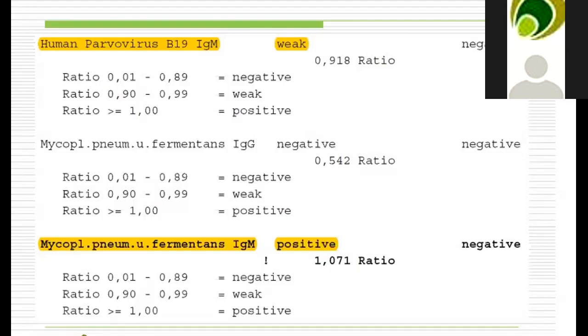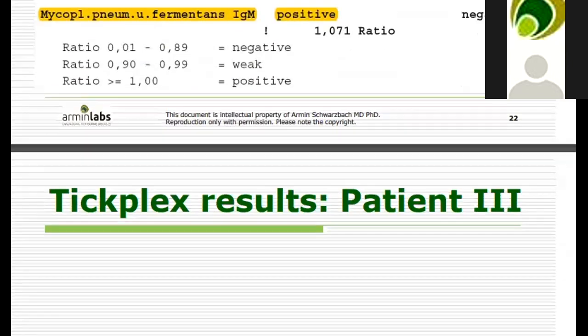So Tickplex gives you a lot of information about which infections are active or not active in the patient. It's really a good test for IgM and also to find out about the persister forms.